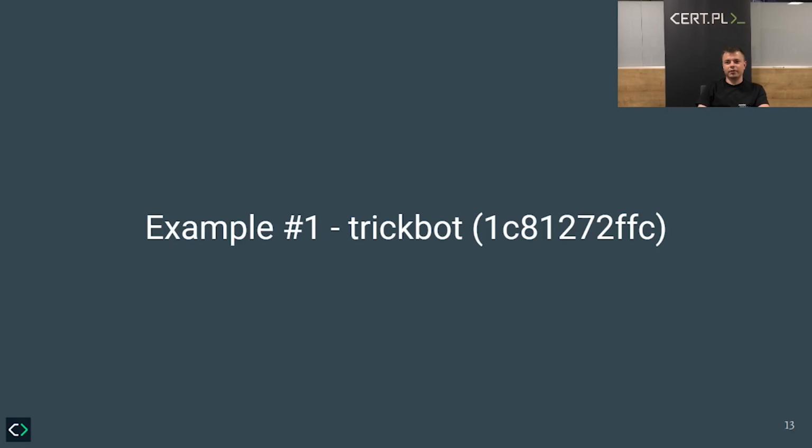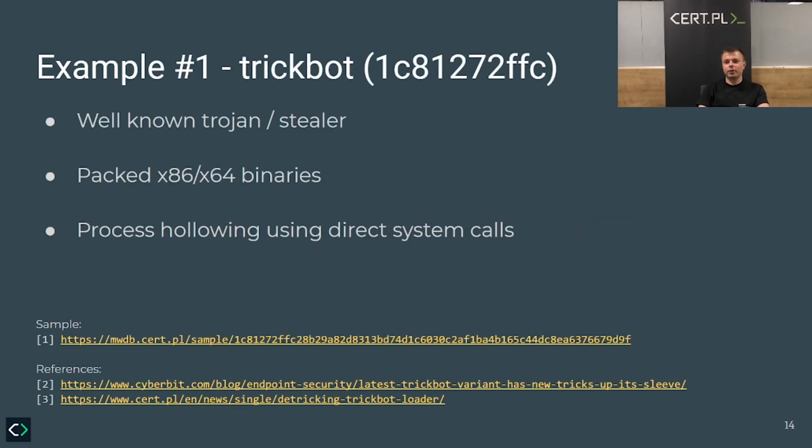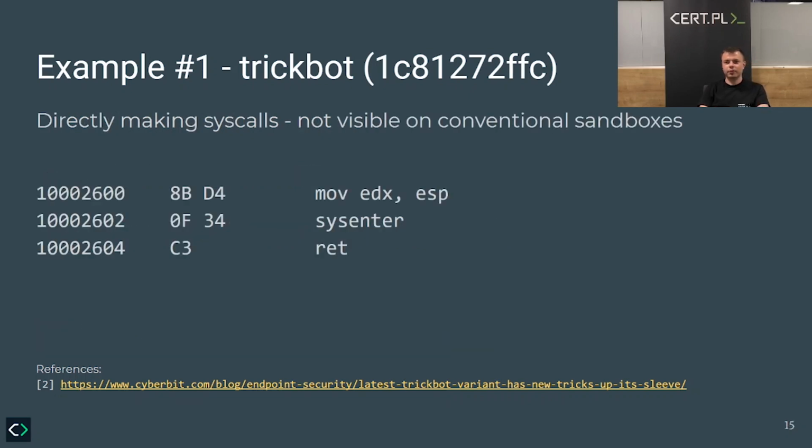So let's take this Trickbot sample as an example. Trickbot is a well-known Trojan or stealer, which is distributed in the form of packed binaries for Windows, and this particular sample is using process hollowing using direct system calls. Since it's making the system calls directly, as visible on the listing shown on the slide, it's not possible for a user mode level sandbox to even detect such an activity.